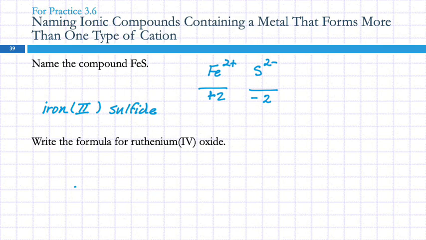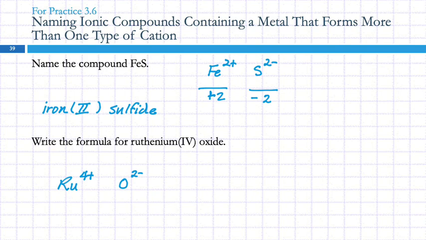Write the formula for ruthenium(IV) oxide. Well, what's the symbol for ruthenium? Are you sure? What's the charge on the ruthenium ion? It gives it to you, 4, right? Handed to you almost on a silver platter. So this is 4+. And oxide is what element? O, oxygen, and it's got a -2 charge.